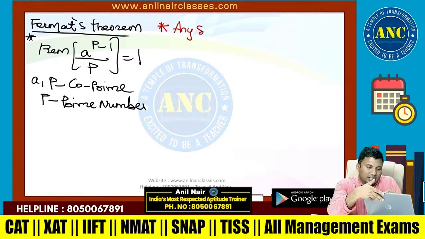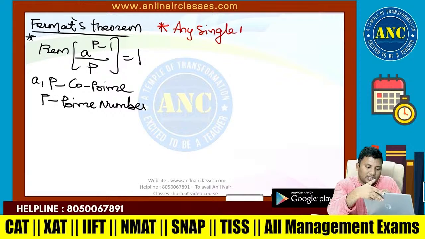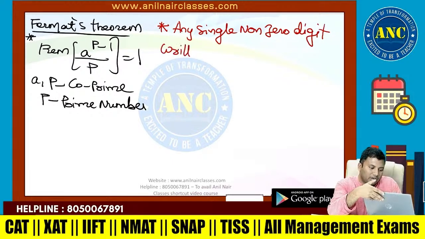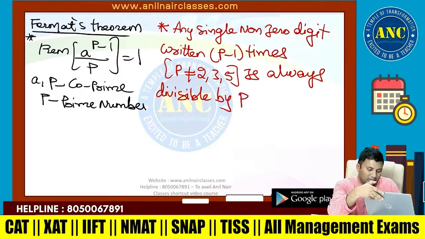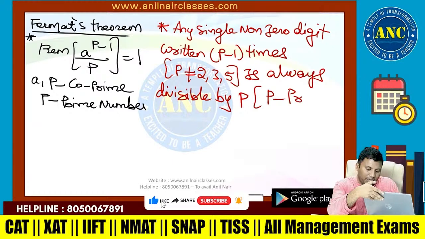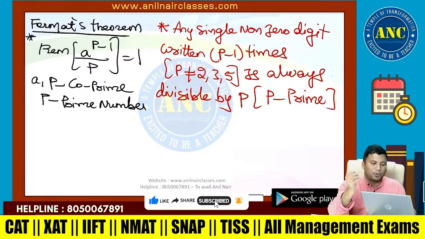Any single non-zero digit written p minus 1 times, p not equal to 2, 3 and 5, is always divisible by p if p is prime. First write this point, then I will discuss the proof behind this point. It's an extremely important concept.